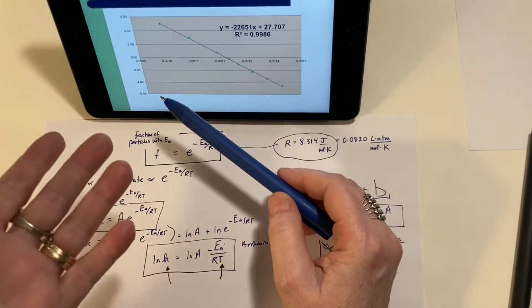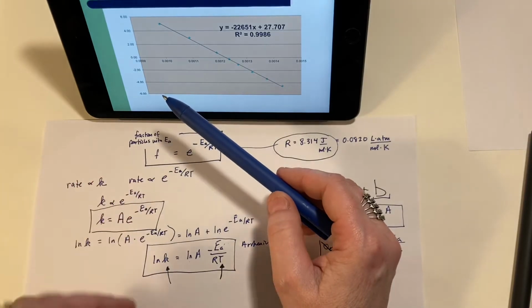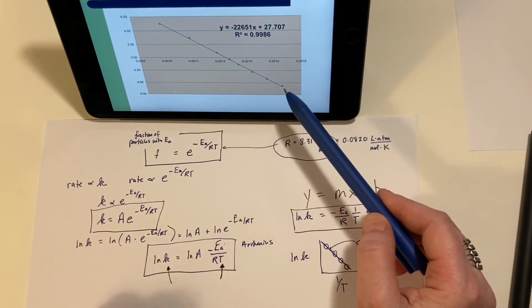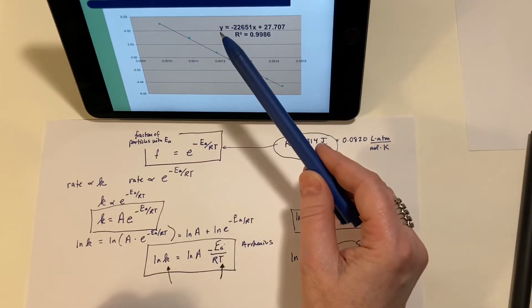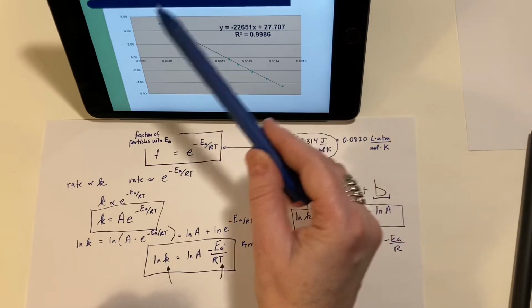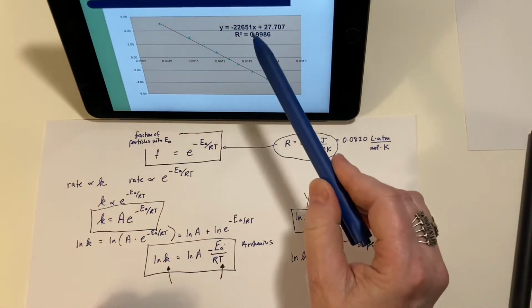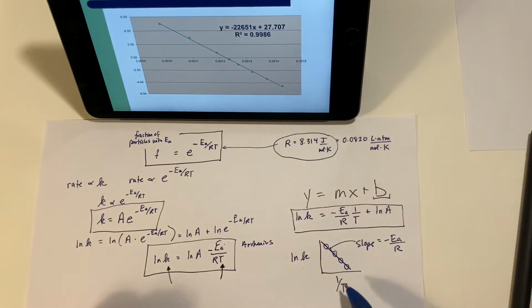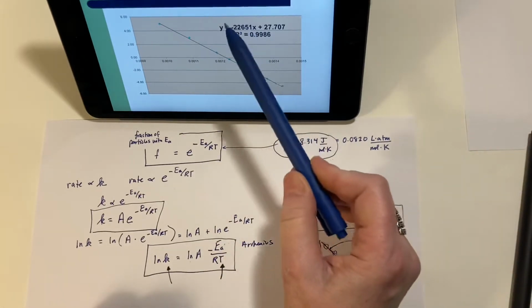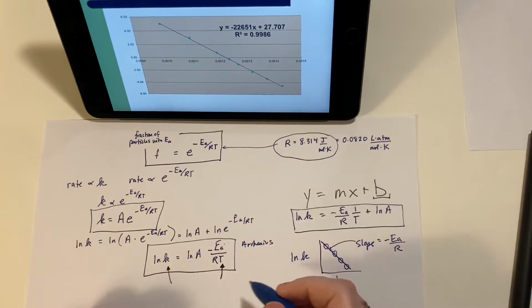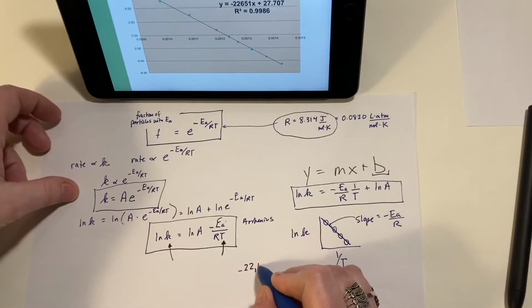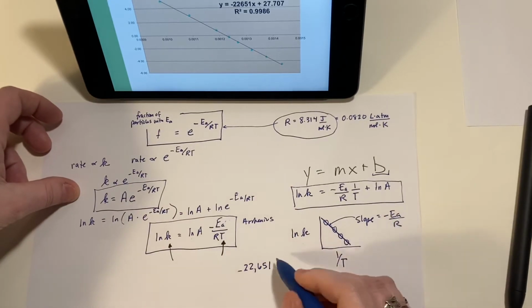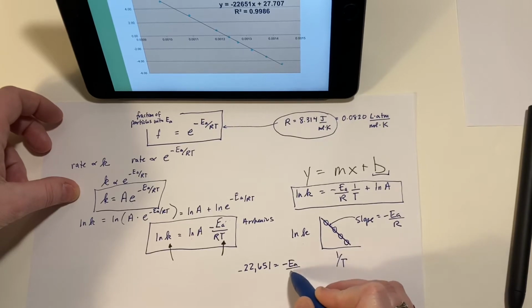This is something you'll do with your experiment from your lab project. You'll plot the data like this. I don't think you're going to have as many points, but you'll plot this data, fit a trend line to it, and here's your equation of the line. The y value is natural log of k. The x value is all those 1 over temperatures, and that temperature is in Kelvin. Then you fit a line. Here's the slope, negative 22,651. We set that equal to negative Ea over R.